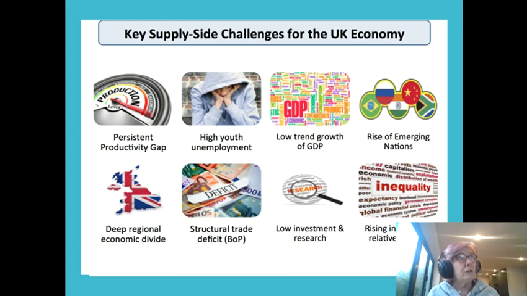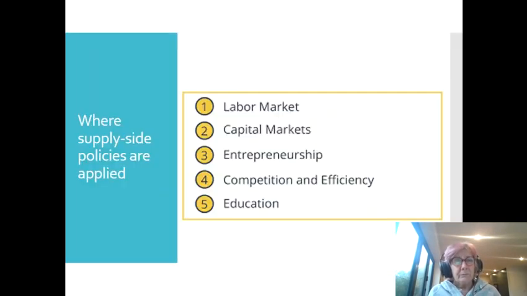Also in the UK, we have a structural trade deficit. That means that the value of our imports is higher than the value of our exports, and that's a problem for us. We also tend to have a low investment in research and development, and we have rising inequality. Clearly there are links between some of these things. The question is, how do we solve them?